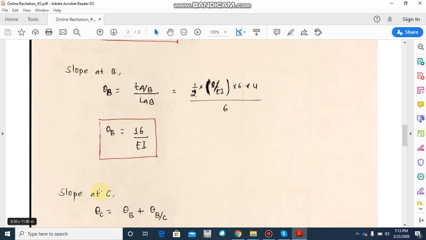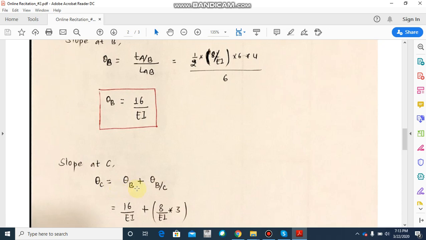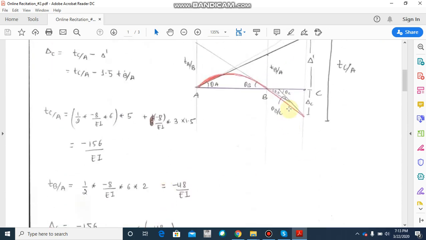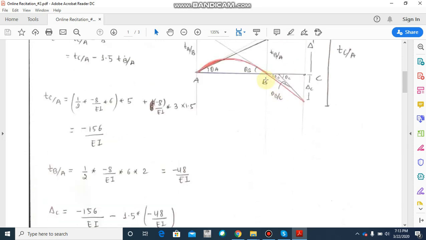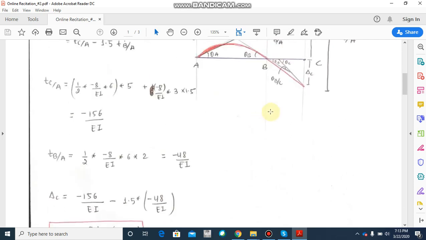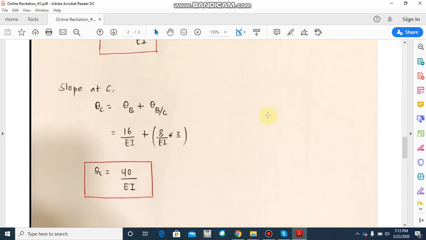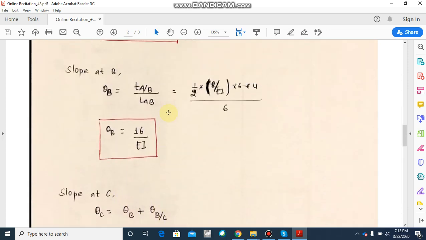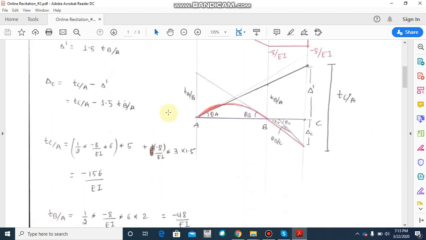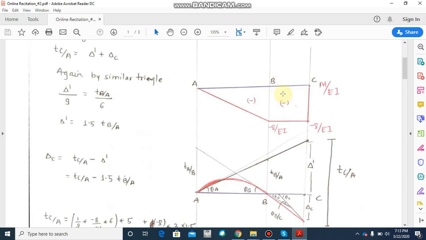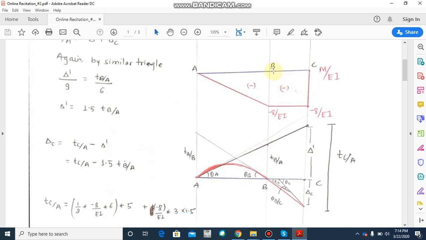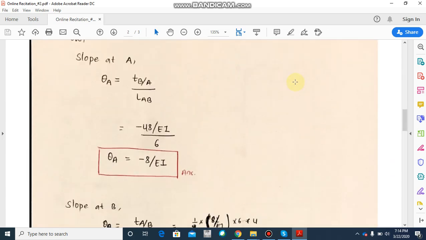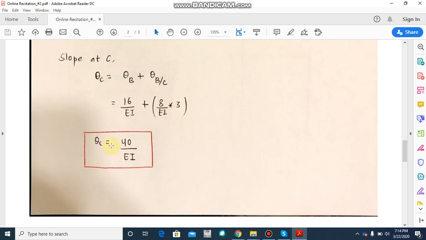To calculate the slope at C, we have the equation theta C equals theta B plus theta B/C. Theta B/C is the angle between the tangents at points B and C. So we have already got theta B. To calculate theta B/C, theta B/C is the area of the M by EI diagram between points B and C. So by adding these two values, we get theta C equals 40 by EI.